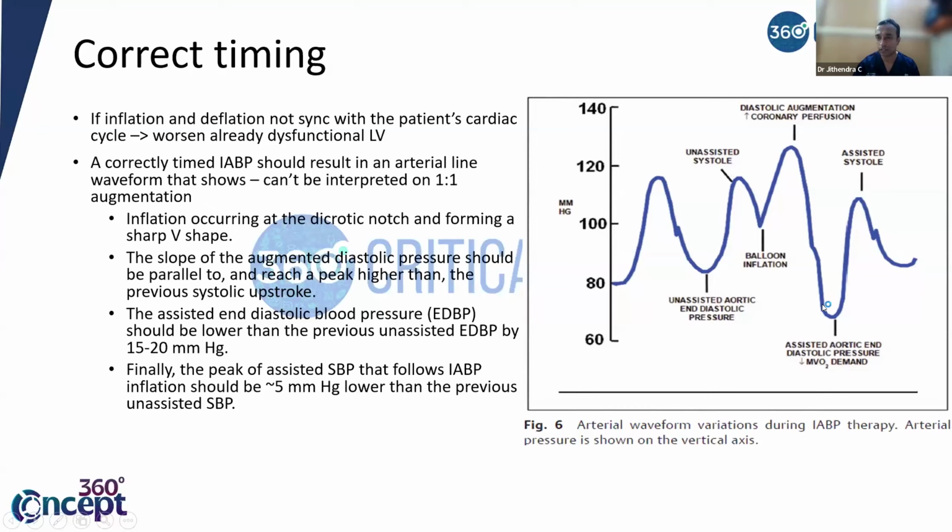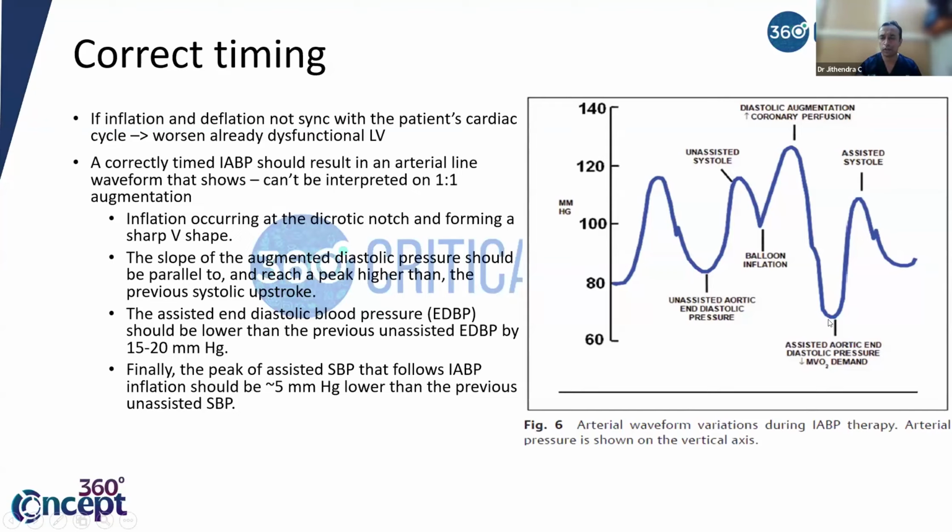There is a gradual decrease in the pressure and then you reach a bottom, and that is nothing but, I told you, your assisted end diastolic pressure. So that is what is decreasing your patient's afterload, or that is what is reducing the patient's myocardial oxygen requirement. Okay, and you can see this point is less than the previous unassisted end diastolic pressure. So this is the assisted end diastolic pressure. This is the unassisted end diastolic pressure.